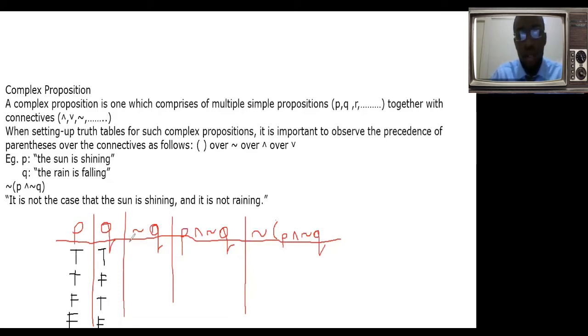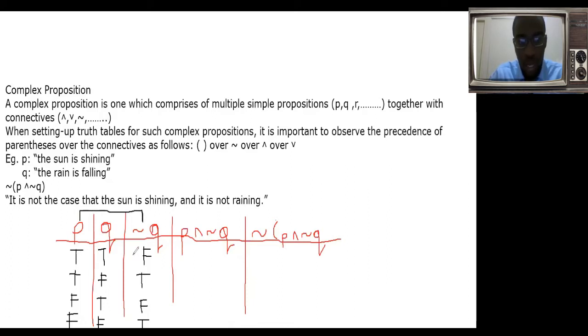Now, not Q is going to be the negation of what's in this column right here. So the negation of true is false, and the negation of false is true. Then the negation of true is false, and the negation of false is true. Now the next thing we need is P and not Q. So what is P and not Q? Well, we're going to look at these two columns.